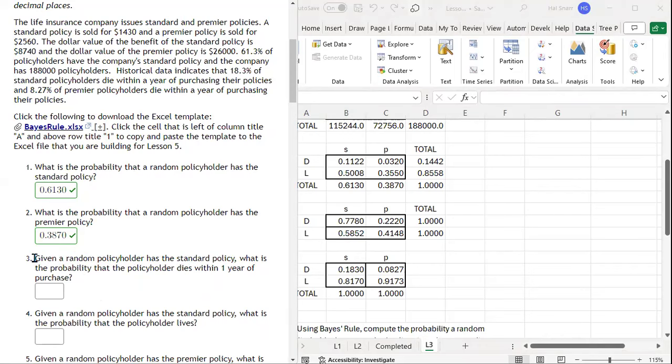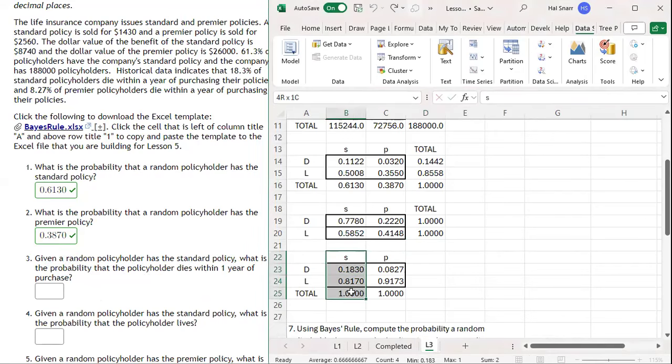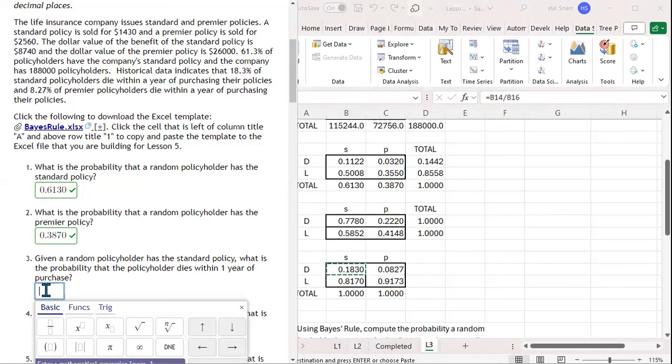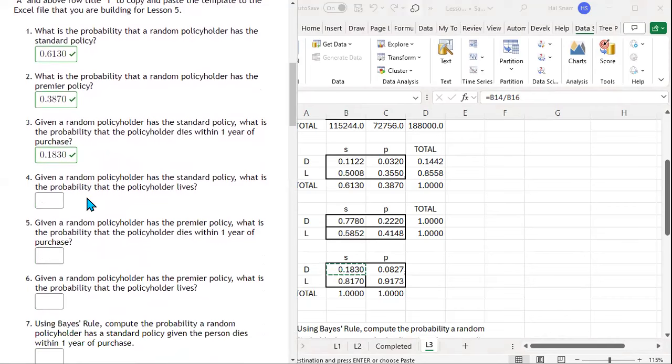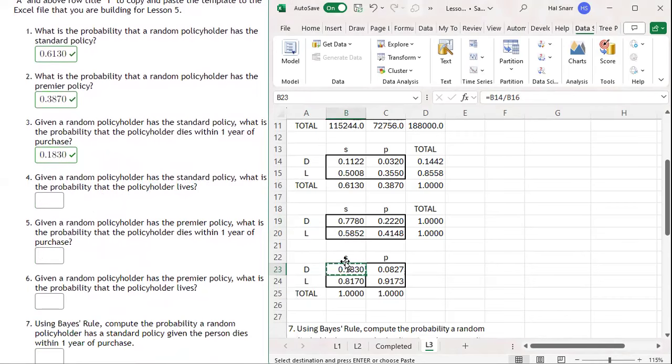In part 3, we want to know what the probability is of the policyholder dying within a year, given that the policyholder has the standard policy. These are the conditional probabilities, conditional on having the standard policy. And this is the probability of dying within a year. So this would be 0.1830. Given a random policyholder has the standard policy, what is the probability that the policyholder lives? This value here, right? The complement of that.